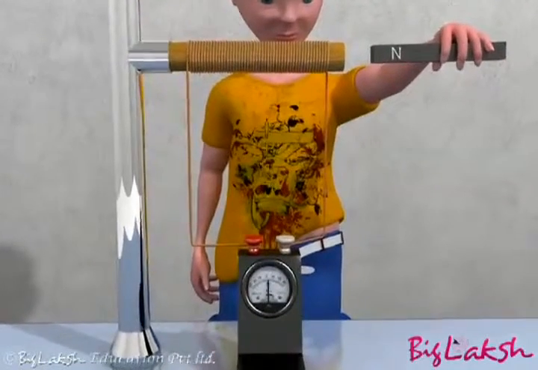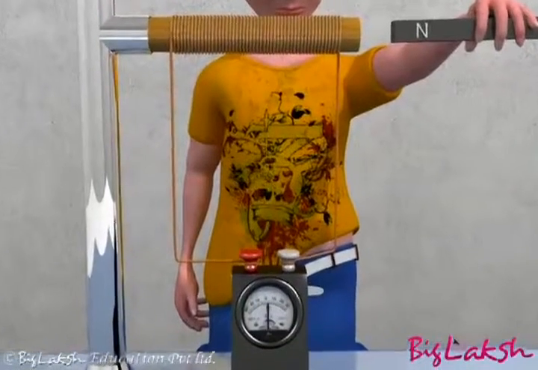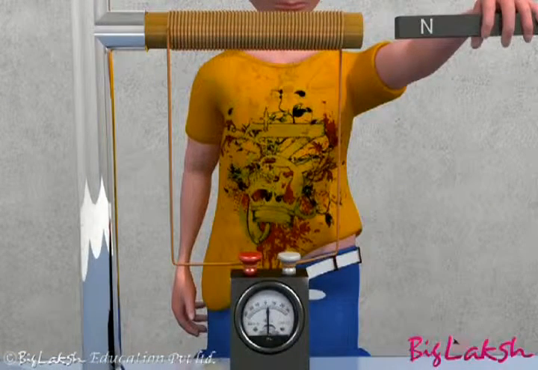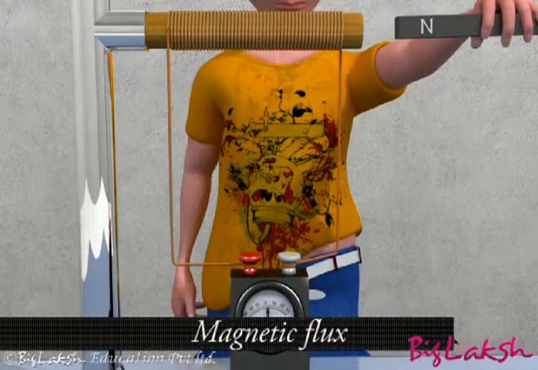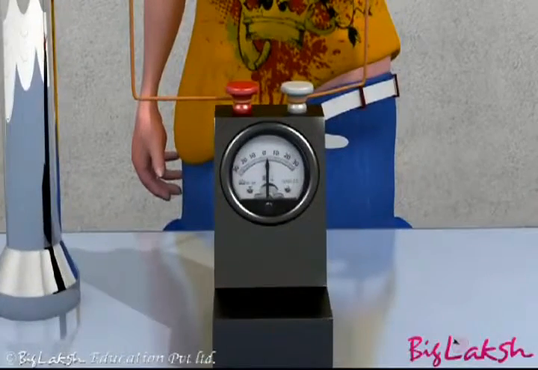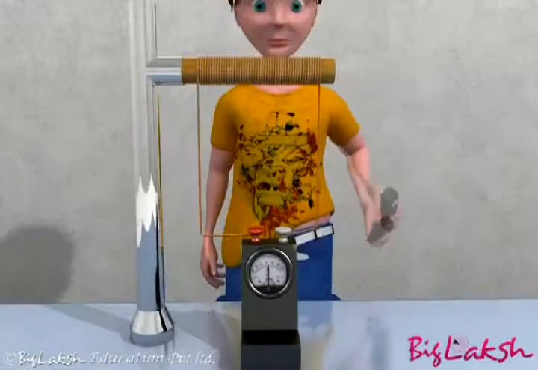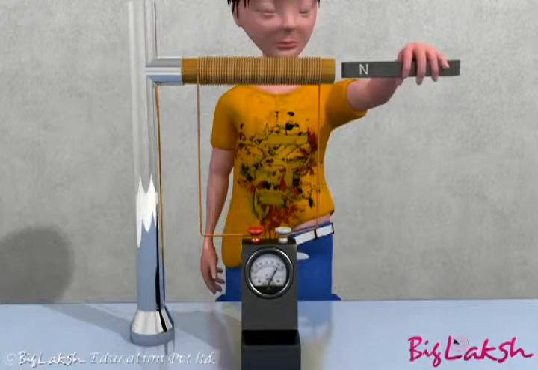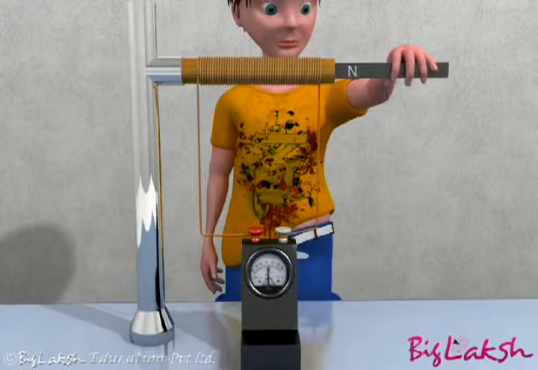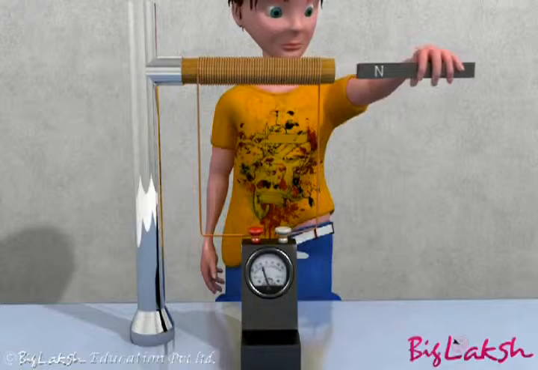When the magnet and the coil are at rest with respect to each other, the total number of magnetic field lines, called magnetic flux, remains constant, so the galvanometer shows no deflection. Whenever there is relative motion between the coil and the magnet, the flux linked with the coil changes and the galvanometer shows deflection.